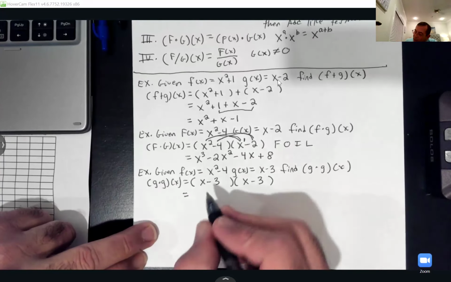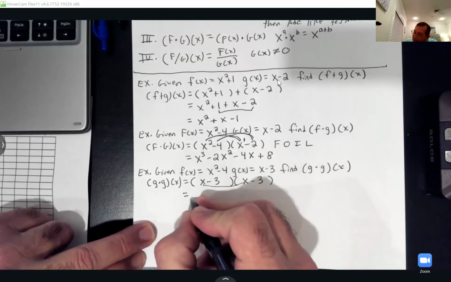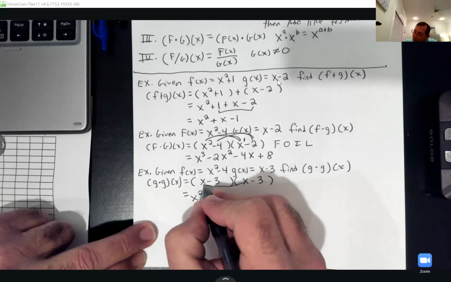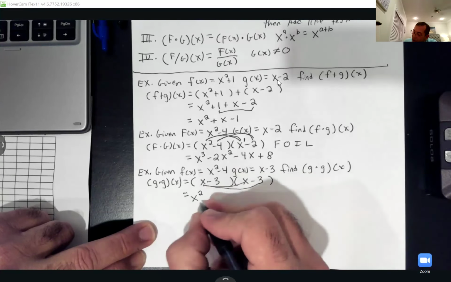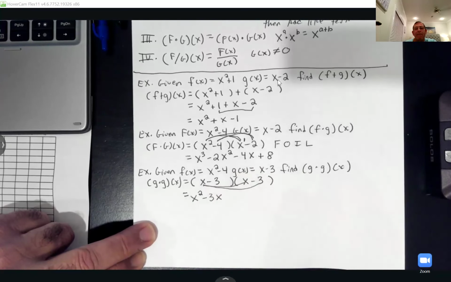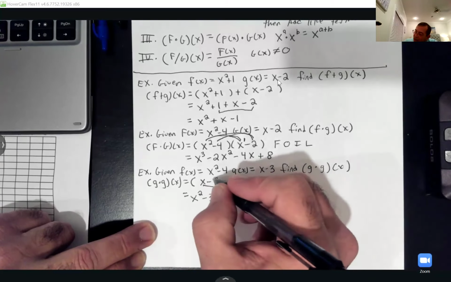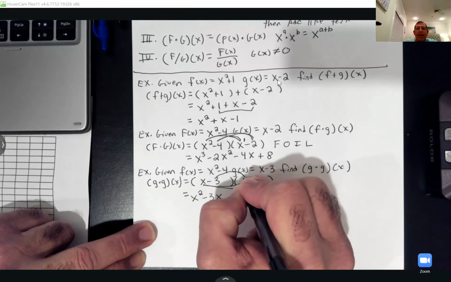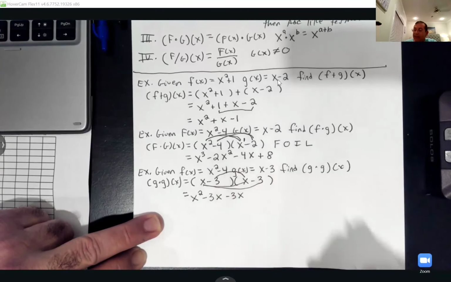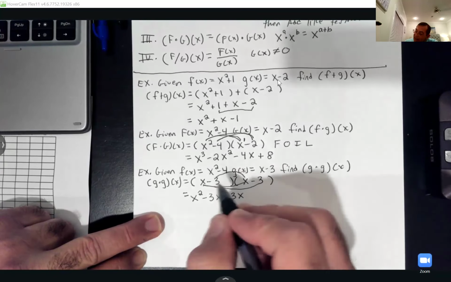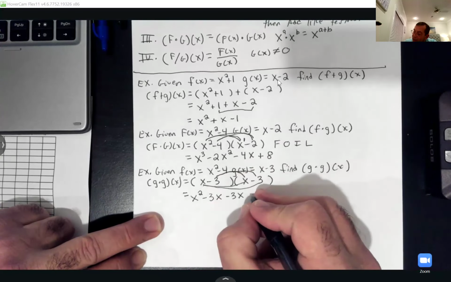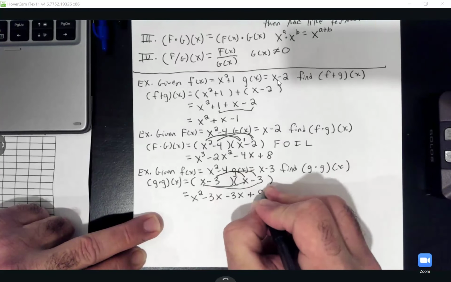All right, y'all, here we go. Foiling. X times x gives us the x squared. X times negative 3 is a negative 3x. Then you got a negative 3 times the x. That's going to give you another negative 3x. And then finally, I got this negative 3 times a negative 3. That's a positive 9. There you go.